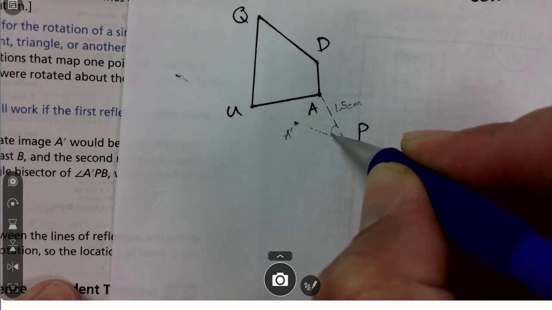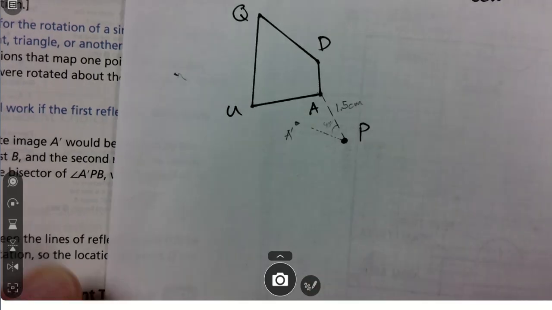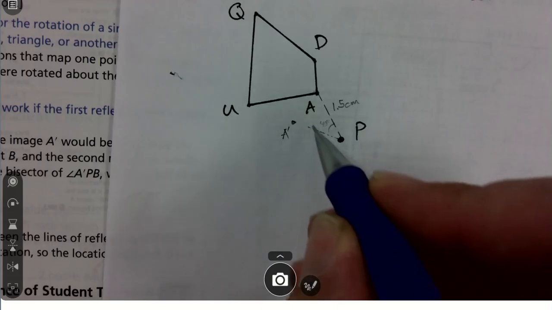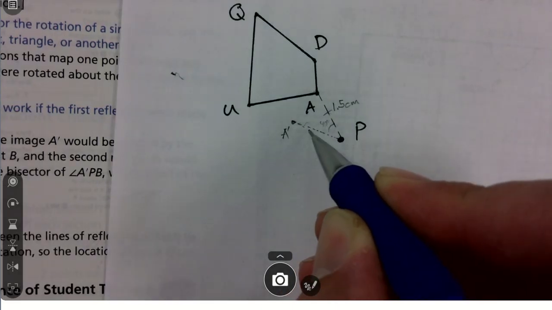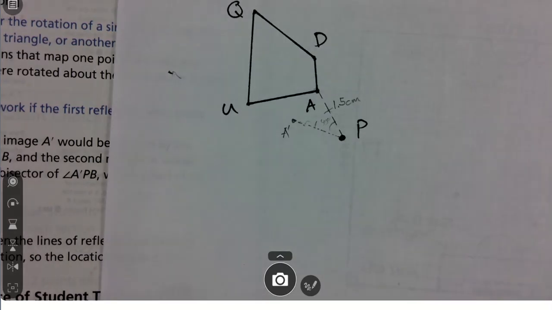This angle right here is my 40 degrees. And I can see that it happened. I don't really truly need these dashes, but it does help to measure stuff. But I get two distances that are the same, and it happens to be 40 degrees between them.